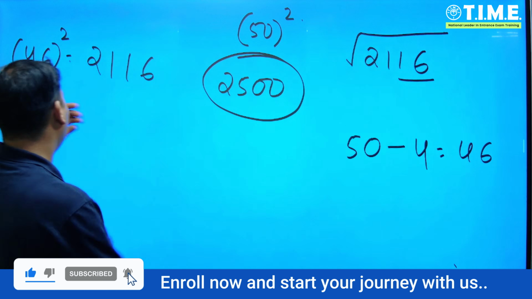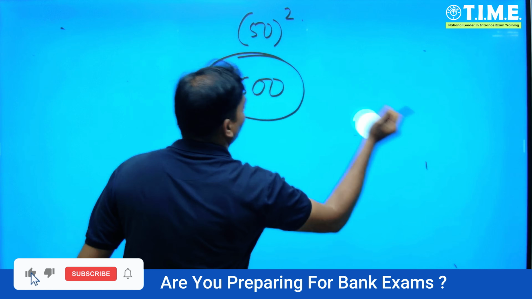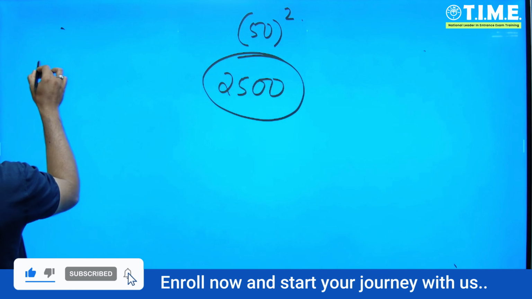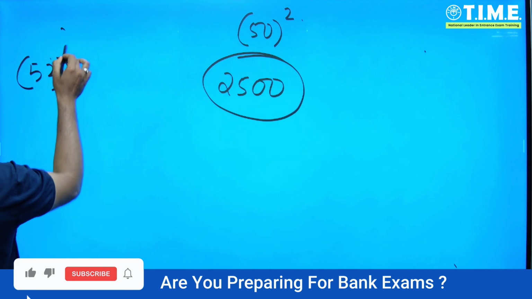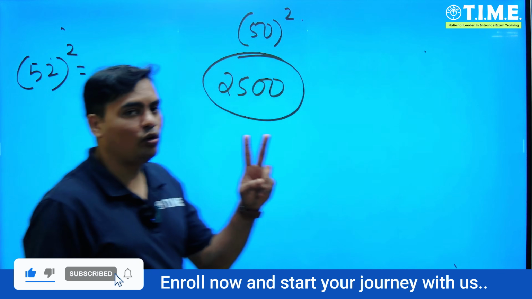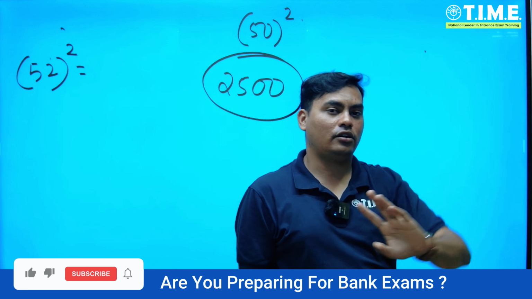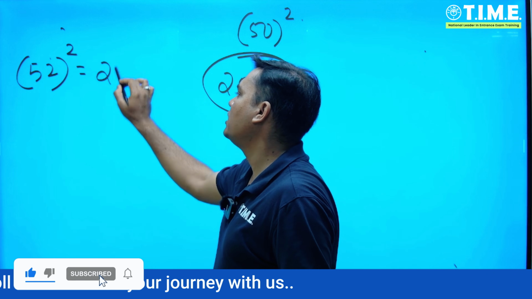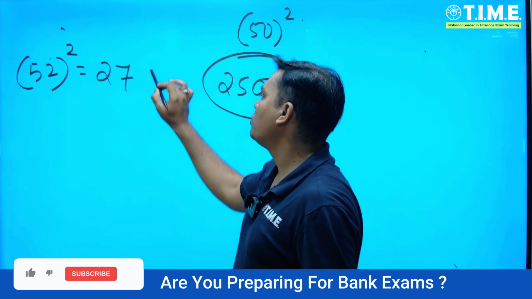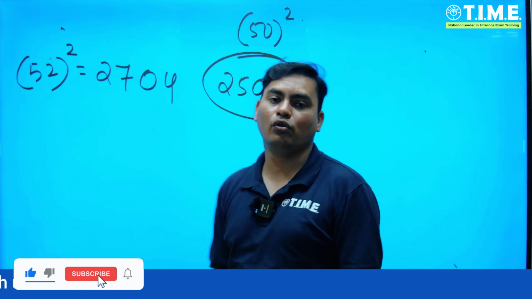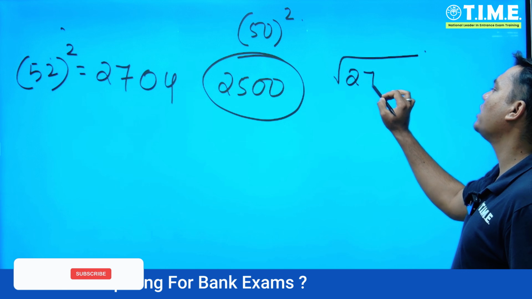Okay, now we'll move to the next number. Suppose I take 52 square. What is 52 square? It is 2 more than 50. So 25 plus 2 is 27. Yes, everyone. Then 2 square is 04. So my answer will be 2704.